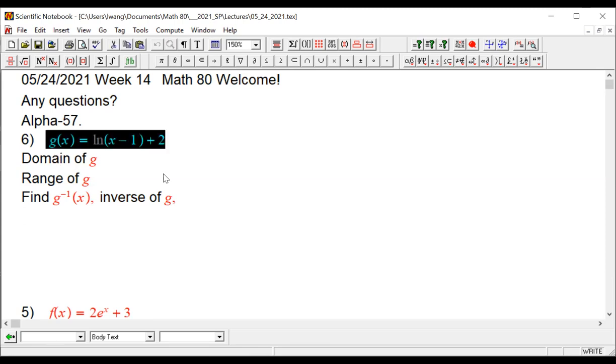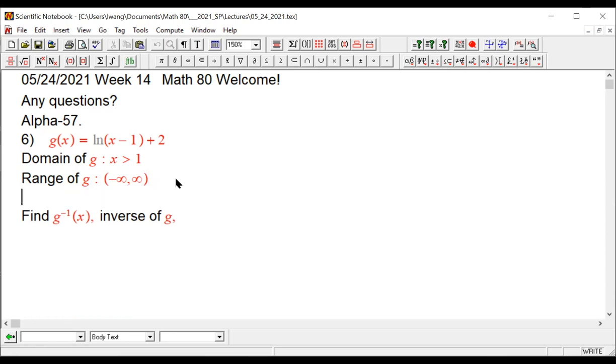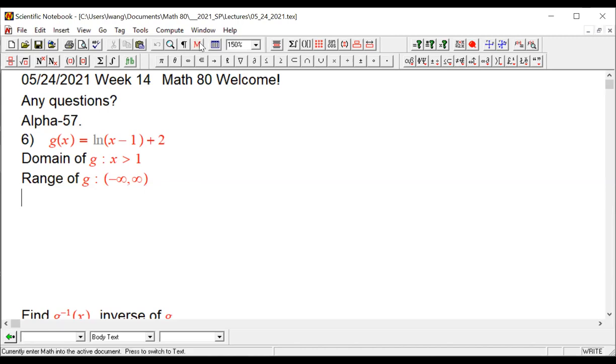We have a G. This time G is a given, right? So what's the domain for G? Well, to determine the domain of G, x minus 1 has to be positive. So x has to be larger than 1. What's the range of G? It's going to be from negative infinity to positive infinity. If you're not sure, that's not a big deal. Let's look at the picture.